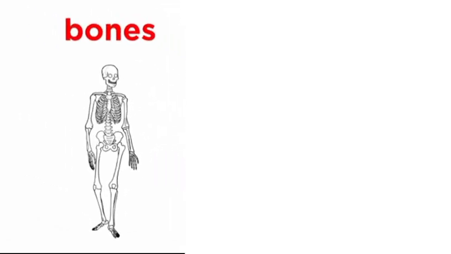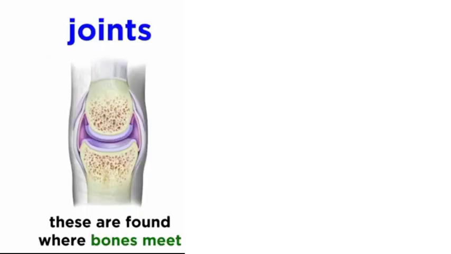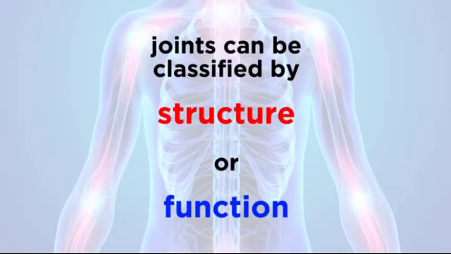We just learned about all the bones in the human body, but if these are so hard, how is it that the human body is so flexible and bendy? Such variety of motion is made possible by things called joints. These are found where bones meet, so let's go through the structure and function of all the joints in our bodies. First of all, we can classify joints either by their structure or by their function.